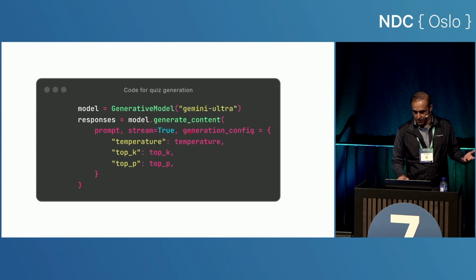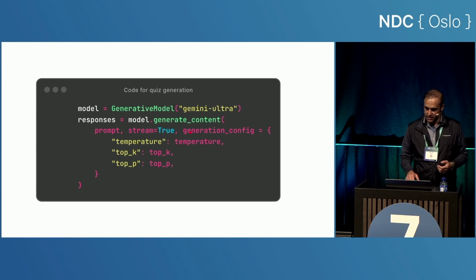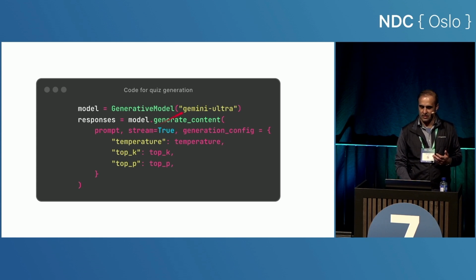And the code is very simple. I mean, this is Python, but it's as simple in C#. It's literally just define your model, define your parameters, and pass in your prompt here, and then you just get a response that you need to parse. So it's just one call.